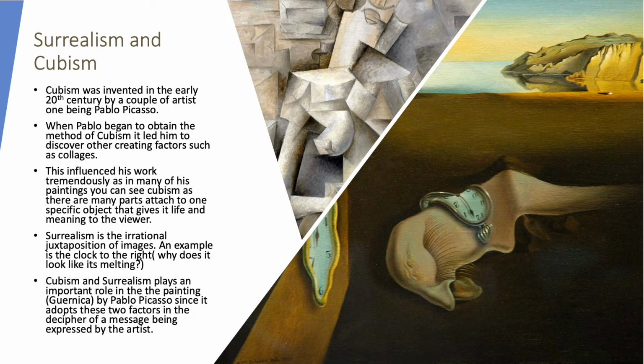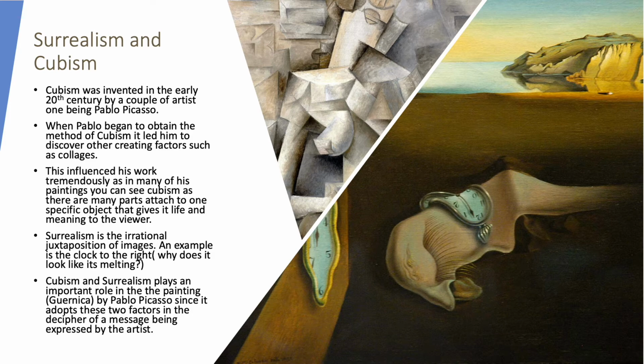Surrealism and Cubism, two of the most important factors that were introduced in the 20th century by different artists, one being Pablo Picasso. Cubism and Surrealism play an important role in the painting Guernica by Pablo because these two factors were such an important ingredient in art in the past that it expressed and deciphered a message that was being told by the artist.